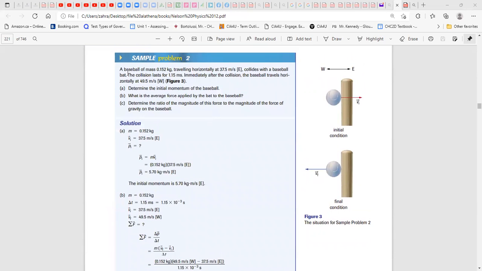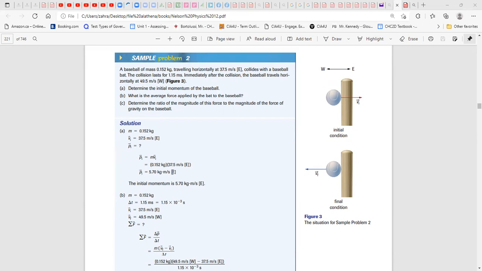Now, here is another question. A baseball of mass 0.152 kilogram traveling horizontally, the velocity is given, collides with the baseball bat. The collision lasts for 1.15 seconds. The time is given. Determine the initial momentum of the baseball. It travels horizontally at that velocity. So this is the final velocity, and we have the initial velocity, so we can find the initial momentum: mass multiplied by velocity, and the initial velocity is 37.5.